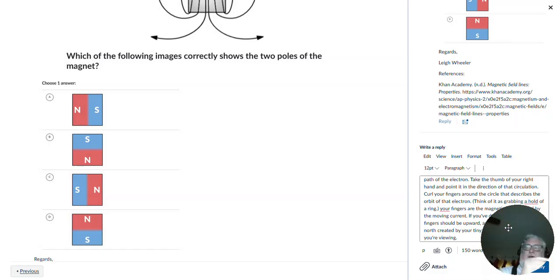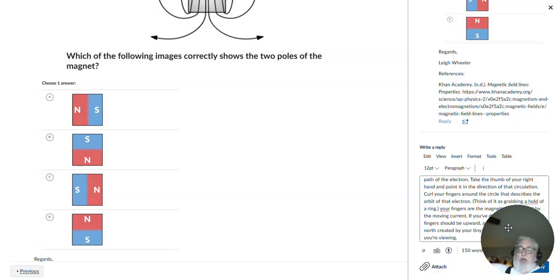Okay, I'm going to use my right hand. I'm going to point my thumb in the direction and curl it around. Okay, now around that circle I was describing, my fingers are coming up through the bottom. Okay, that circle of current, that's the electron going around an atom.